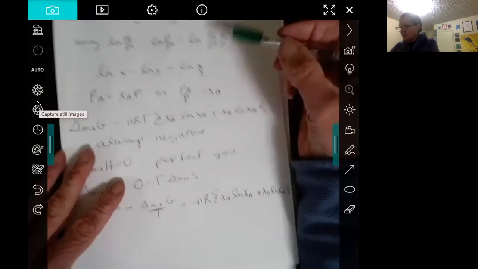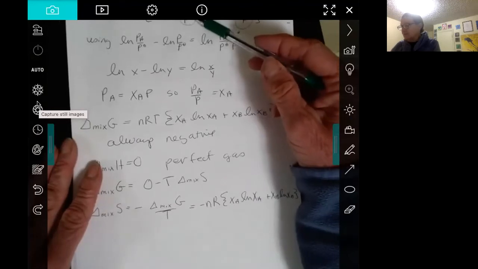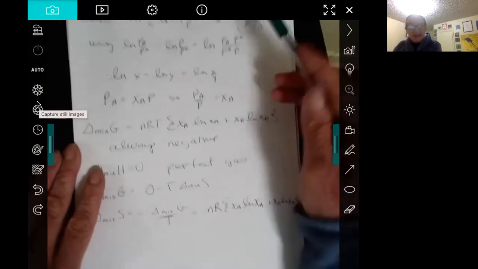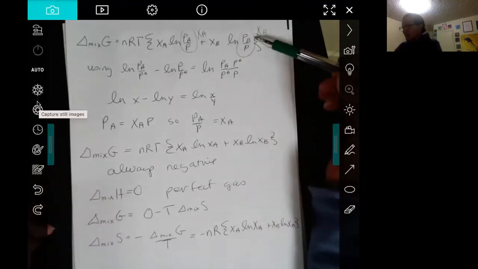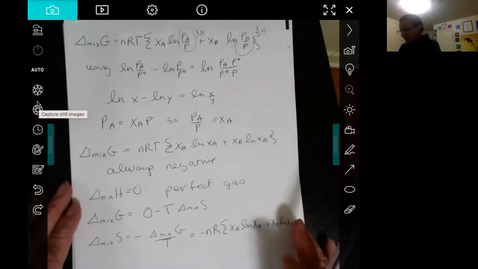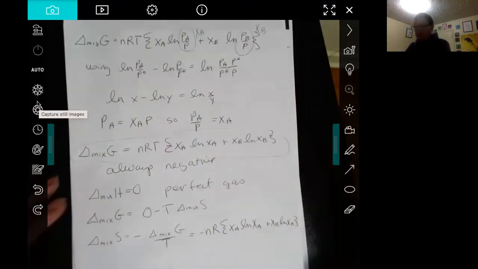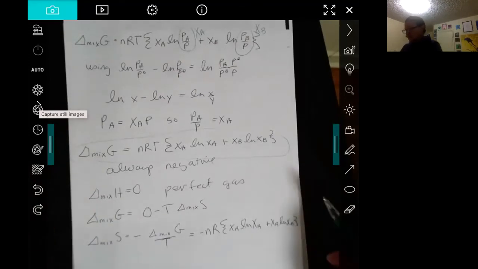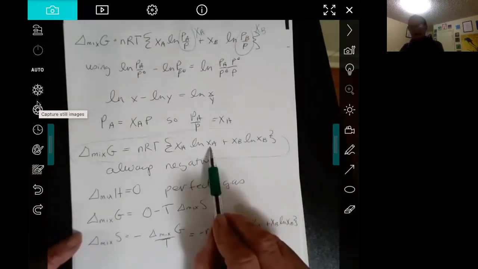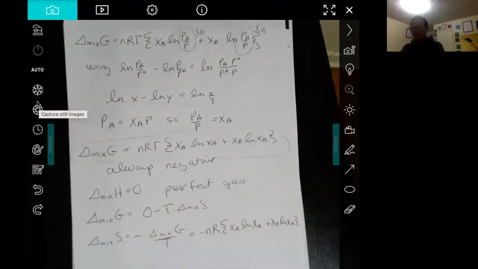And by taking advantage of this log relationship, you can end up canceling the standard states and just ending up with the partial pressure of A after it's mixed compared to the pressure A started at, and the partial pressure of B after it's mixed divided by the pressure that you started at, because the standard states will cancel. And so we end up with the equation once we put in the pressure ratio is equal to the mole fraction that we wanted. And you'll notice right away, because mole fraction is always less than 1, that this is always going to be negative. It's always going to be spontaneous to mix two perfect gases, which is something that we already know.